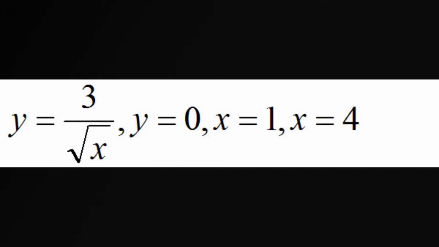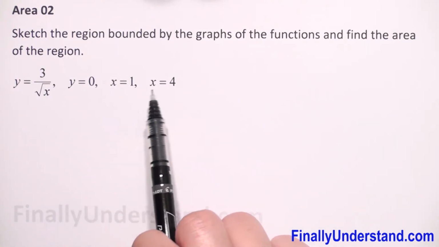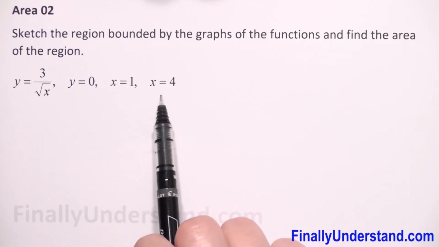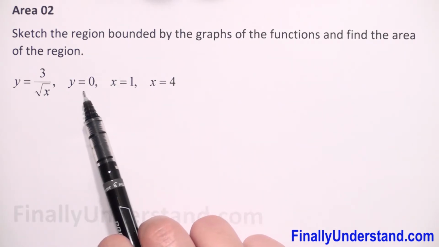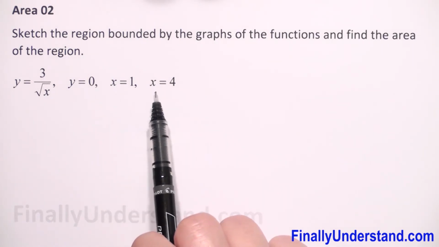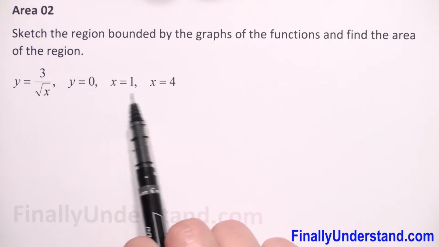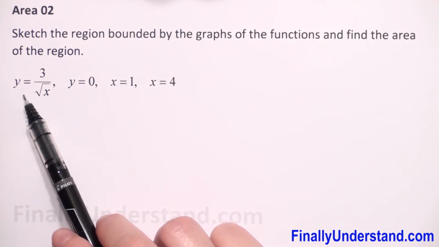We have to find the area. To find the area, first we need to sketch the graphs of given functions. The three last functions are very easy to draw because we have y equals 0, so this is our x-axis, x equals 1 and x equals 4 is very easy to draw. The only problem we can have is with the first function.